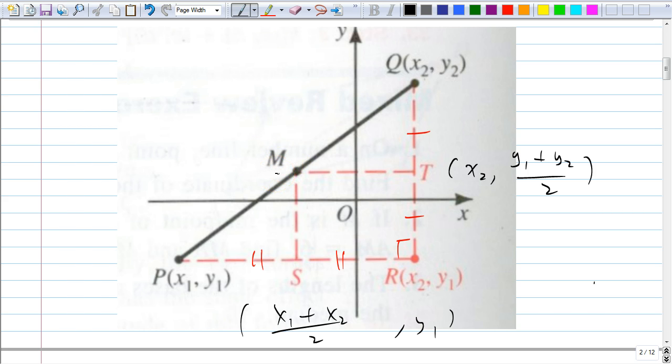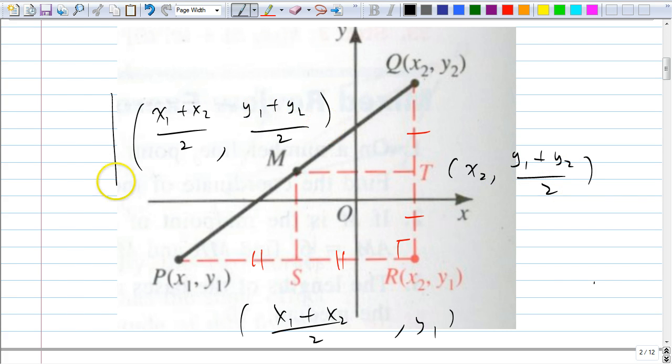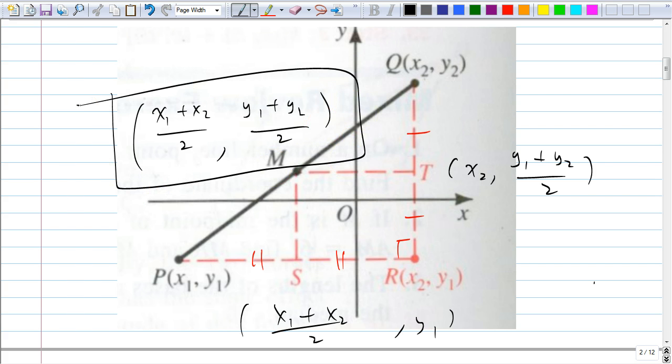That's the big question. Notice M and S, aren't they on a vertical line? What must they have in common? X's. So it's going to be x sub 1 plus x sub 2 over 2, comma. What about M and T? They're on a horizontal line. What must they have in common? So it's going to be y sub 1 plus y sub 2 over 2. And does this look familiar? Yeah, that's the theorem. That's how we get the midpoint.